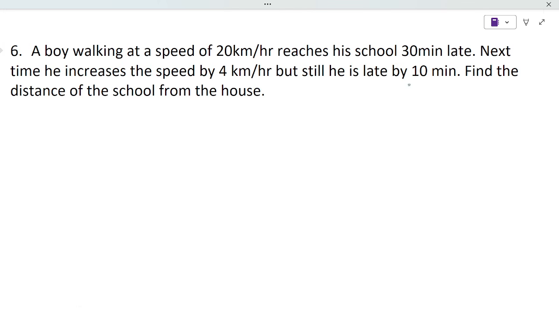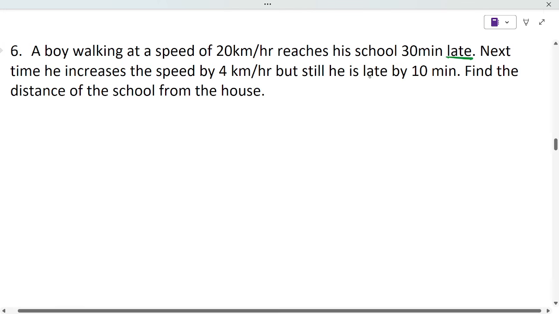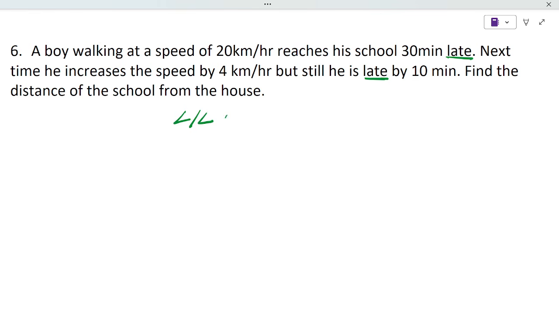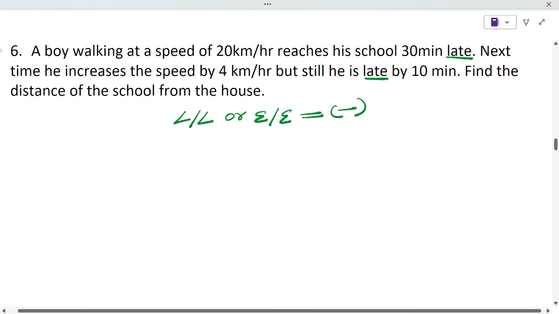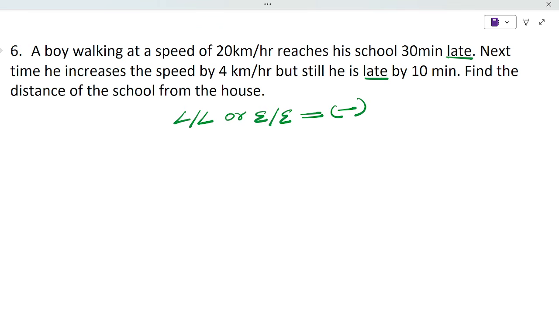That means in terms of late or early, we will subtract it. Earlier, if it is early and late, we add, and if both are late, we subtract. So same funda. Time 1 difference of time 2 is equal to 30 minutes late, 10 minutes late, we'll subtract. That means 20 minutes.